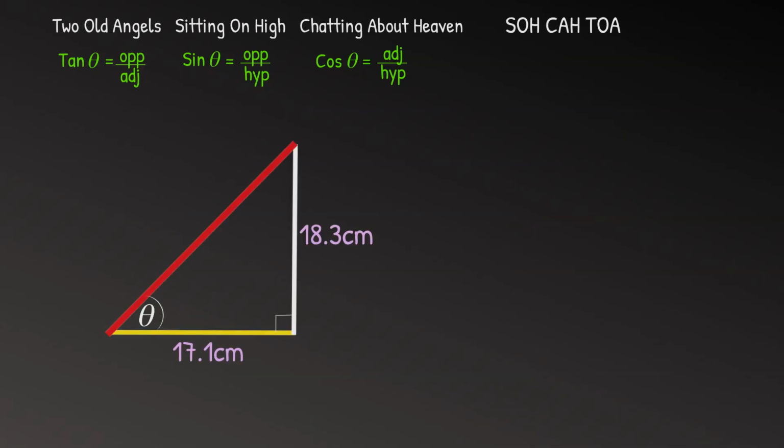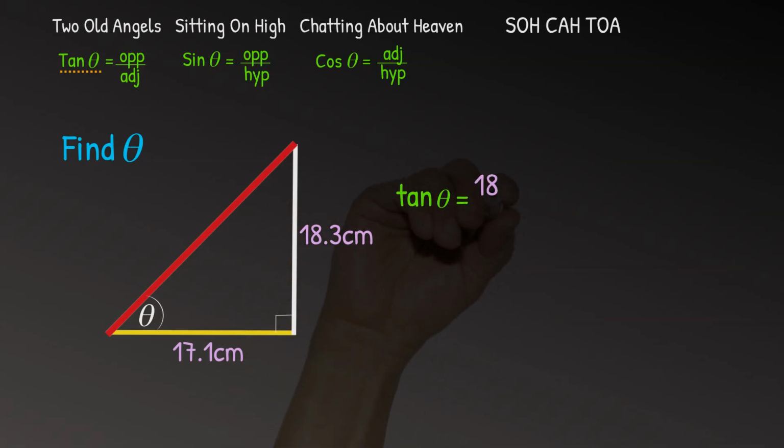And in the last triangle, we have the opposite side, which is 18.3 centimetres, and the adjacent side, which is 17.1 centimetres. And we know that the tangent of theta, or tan theta, is equal to the opposite over the adjacent. So here, the tan of theta is 18.3 divided by 17.1, which is equal to 1.07.